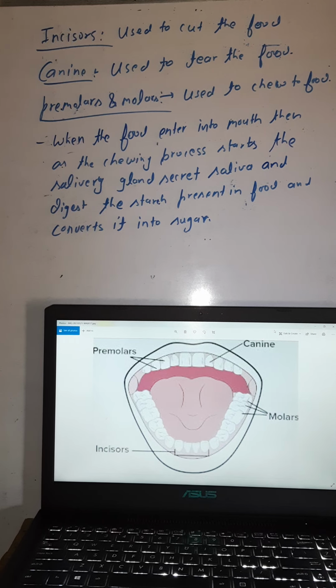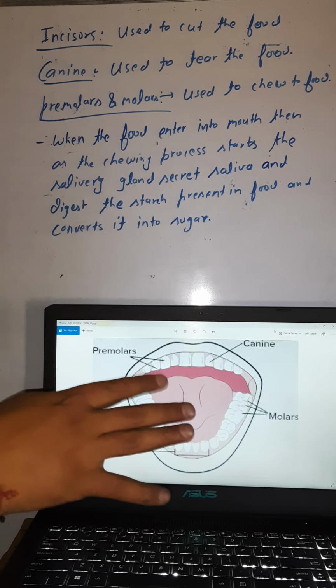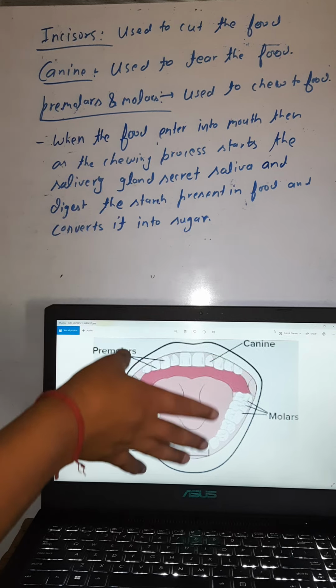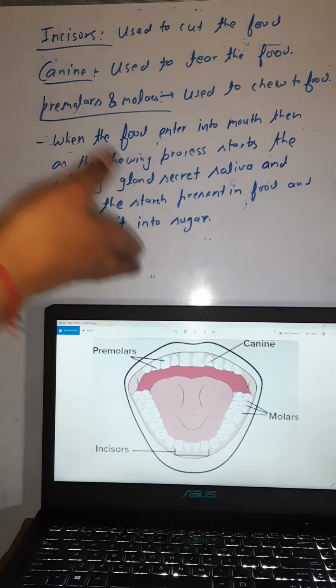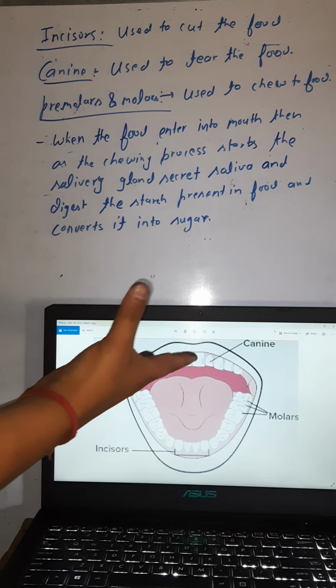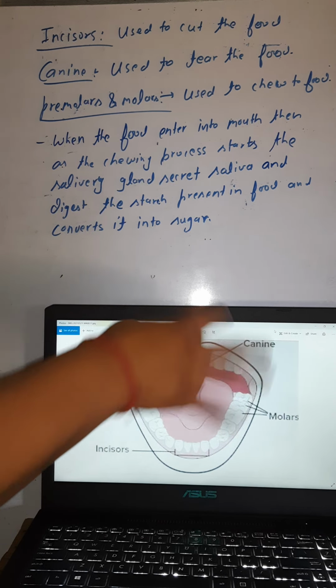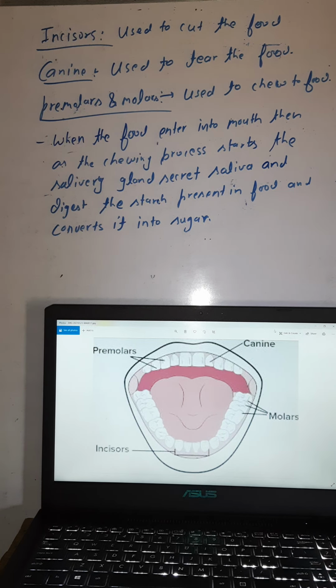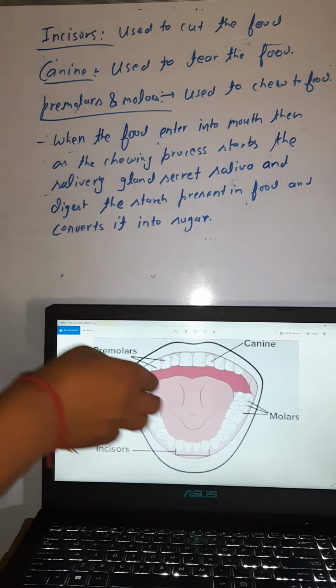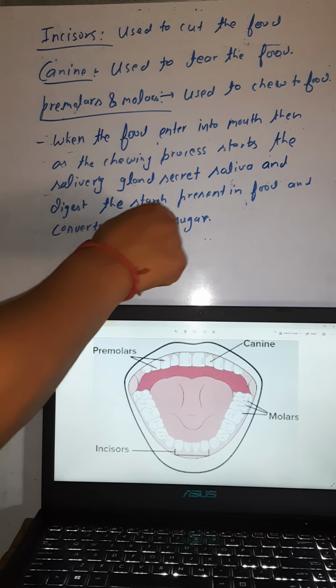So we can say that the digestion starts from your mouth. Some people say that digestion starts when the food enters into your stomach. This is not the case. Digestion starts from your mouth. As soon as the food enters into your mouth, digestion starts. You start chewing the food, then the salivary gland secretes saliva, which mixes with the food and digests the starch. So digestion starts in your mouth, where the starch is digested into sugar.